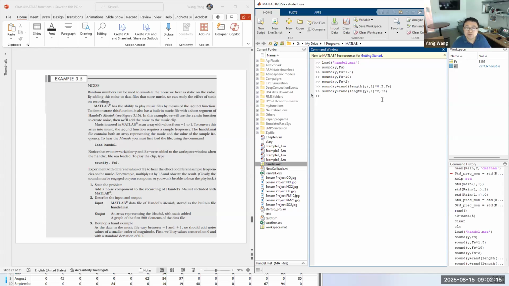Or maybe we can even just listen to the noise instead of the original Messiah. Right, so this is how the noise sounds like.